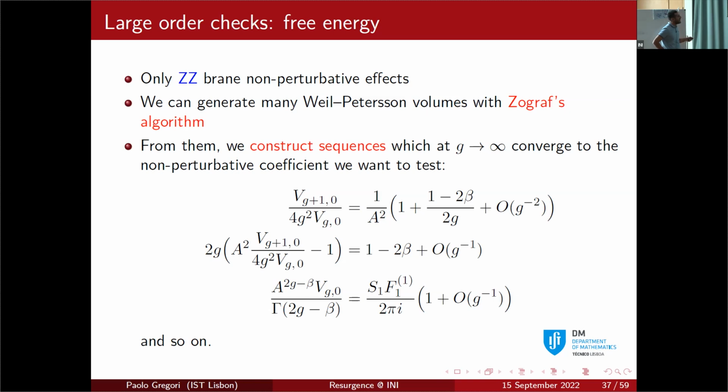And how do we generate many free energies to test large genus asymptotics numerically? Well, first of all, the free energies of JT gravity are the V_{g,0} Weil-Petersson volumes. So there is a well-known algorithm by Zograf which allows you to compute many of these Weil-Petersson volumes. By many, I mean order 60. And from them, the trick is to construct sequences which converge to the specific non-perturbative data we want to compute. So for example, this particular sequence here computes for you the instanton action, we have another sequence that computes for you the characteristic exponent beta, and a sequence that computes for you the one loop around one instanton, and so on.